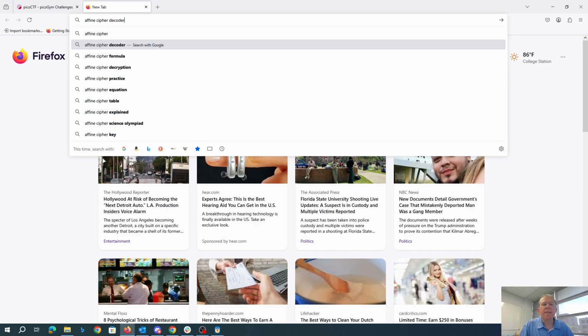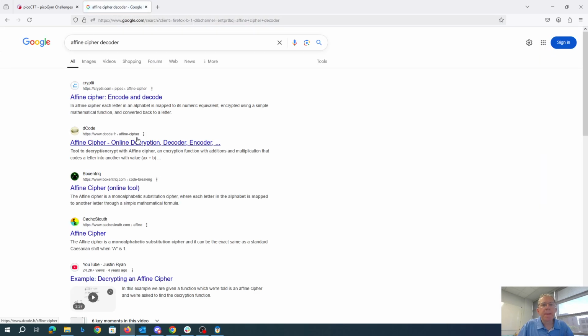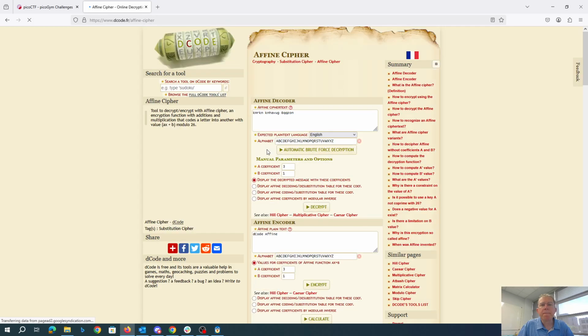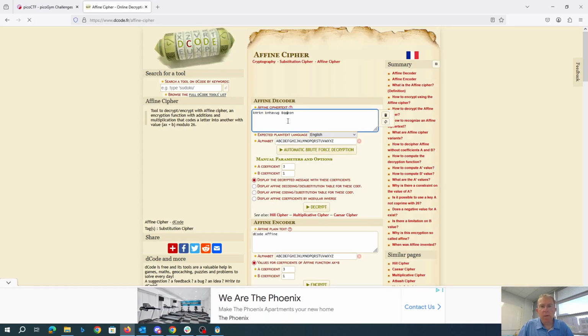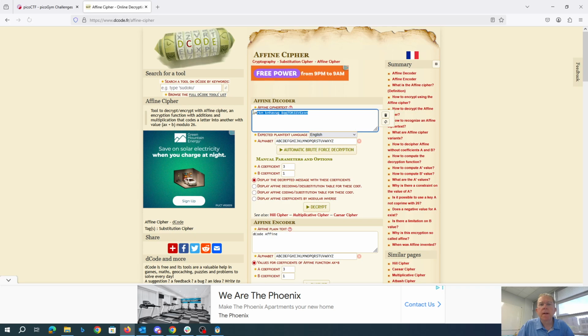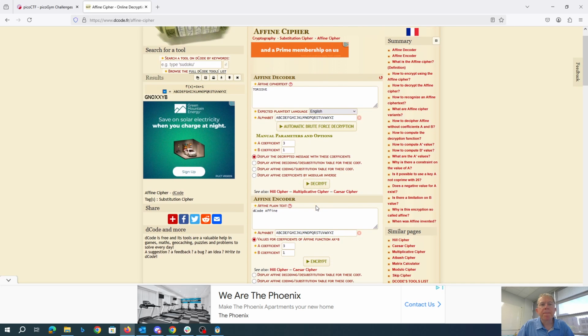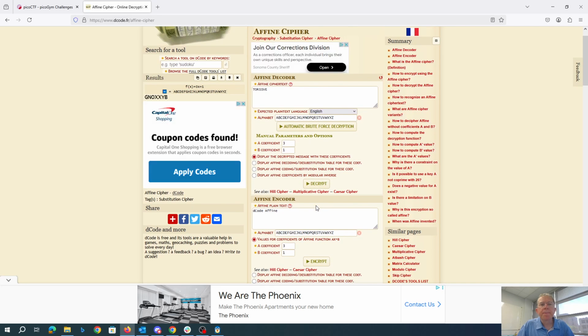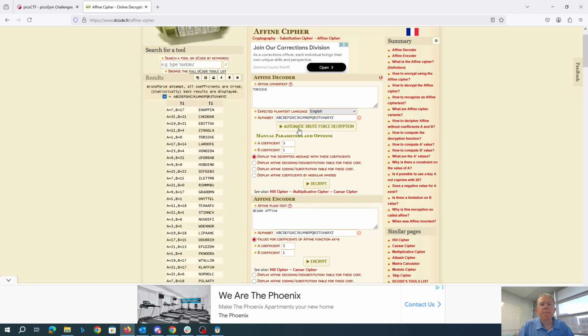Maybe an affine cipher decoder. I like this one. Decrypt. Oh wait, no, I want brute force. There we go, cheddar. So A is 25 and B is 21.